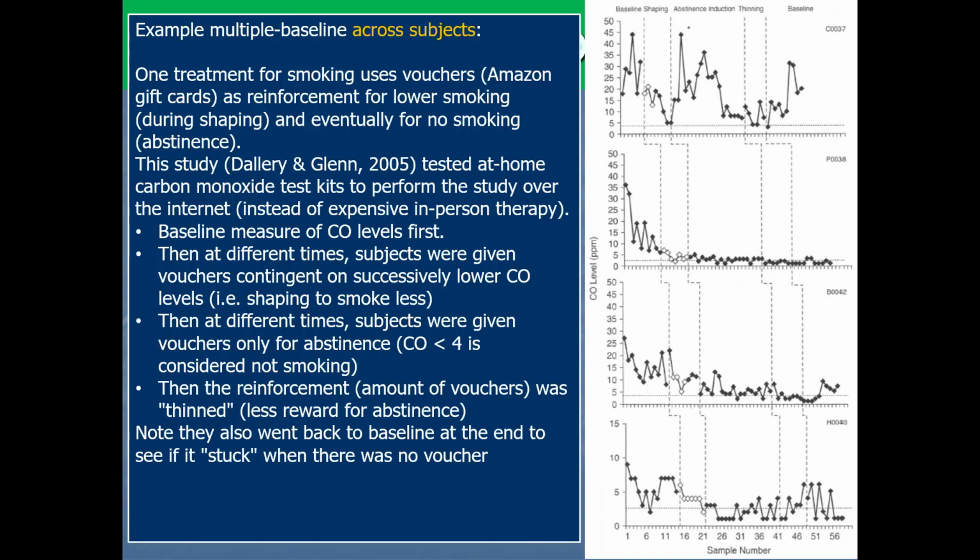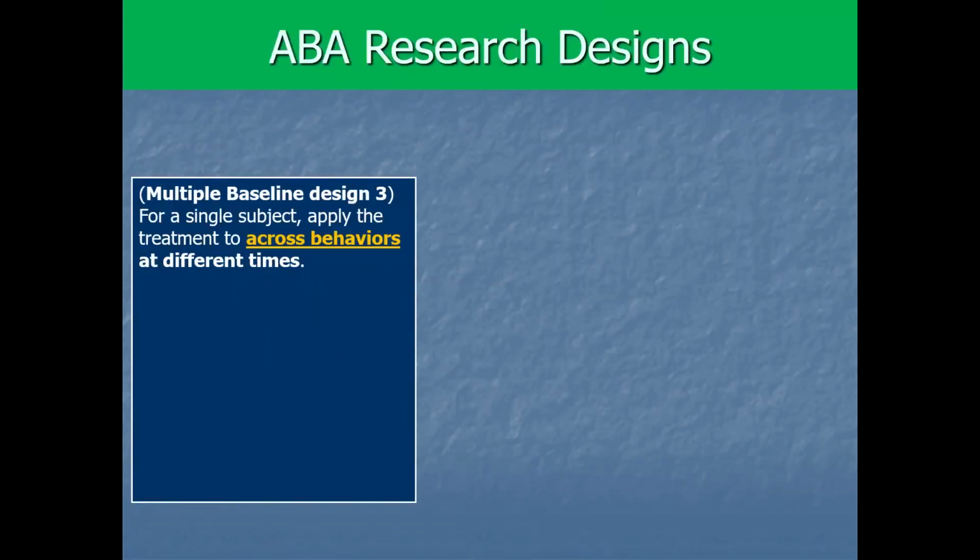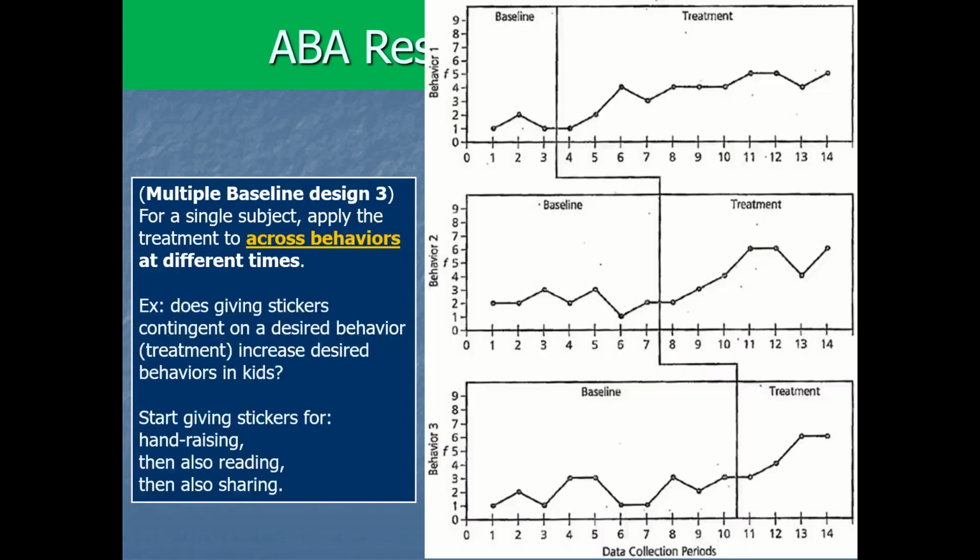But then there is one last type of multiple baseline design, which is multiple baseline across behaviors. So in this one, we're going to basically check if a treatment works by applying it first to target one behavior, and then use the same intervention but to target a different behavior, and then maybe another one, and so on. So we could do this for 4 or 5 or however many behaviors we want. But again, we're applying the treatment across behaviors at different times.